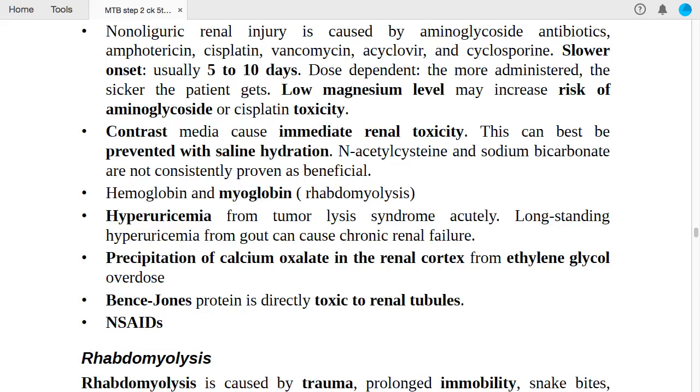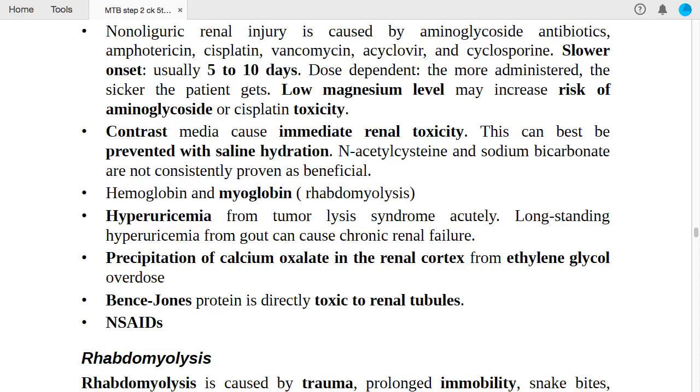So this gout, if it's a chronic one, can also lead to CRF. And hyperuricemia because of tumor lysis syndrome, in the majority of cases from hematological malignancies, there we can see hyperuricemia that can lead to acute tubular necrosis. Then we have precipitation of calcium oxalate in the renal cortex from ethylene glycol overdose. The question we just did.